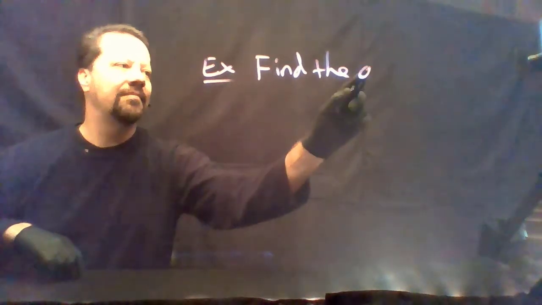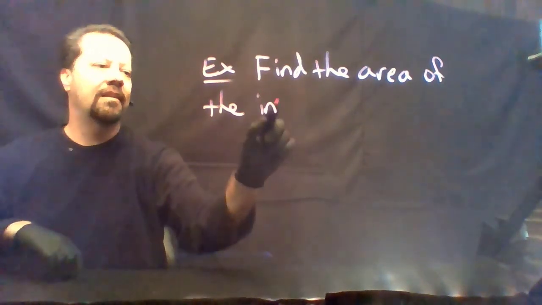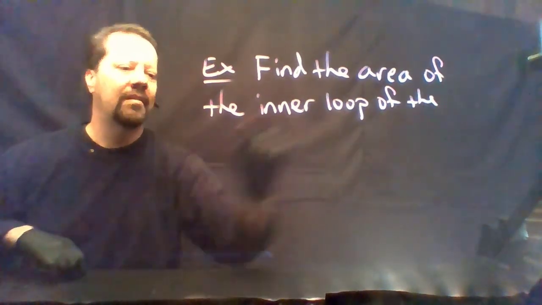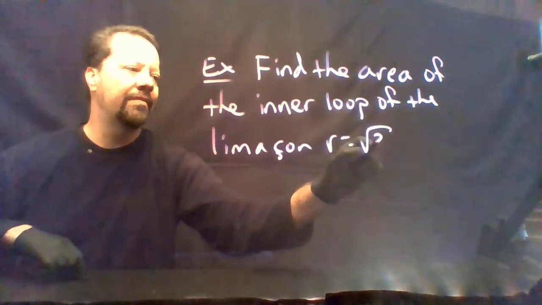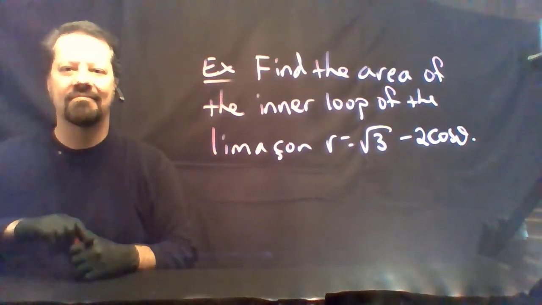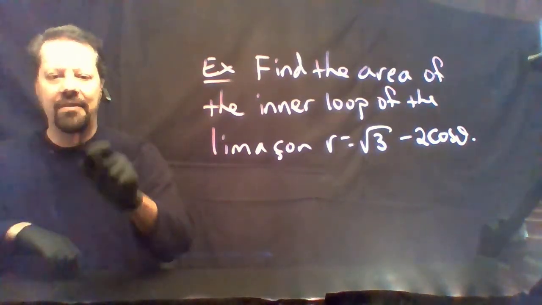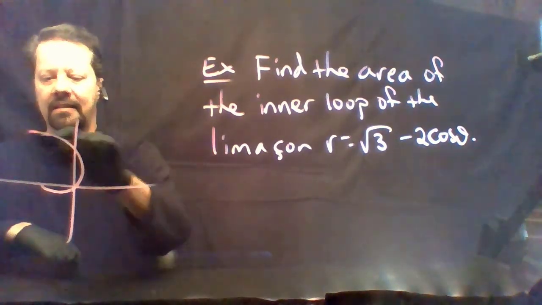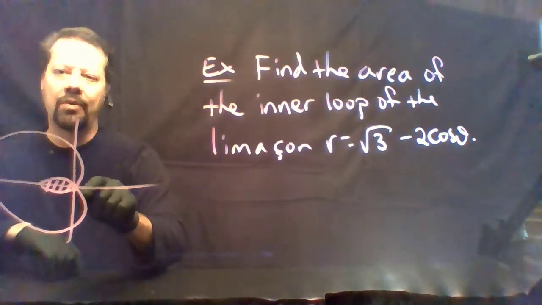Find the area of the inner loop of the limaçon r equals the square root of 3 minus 2 cosine theta. If you graph this first, you'll find that it looks something like this, and I want the area of the inner loop.